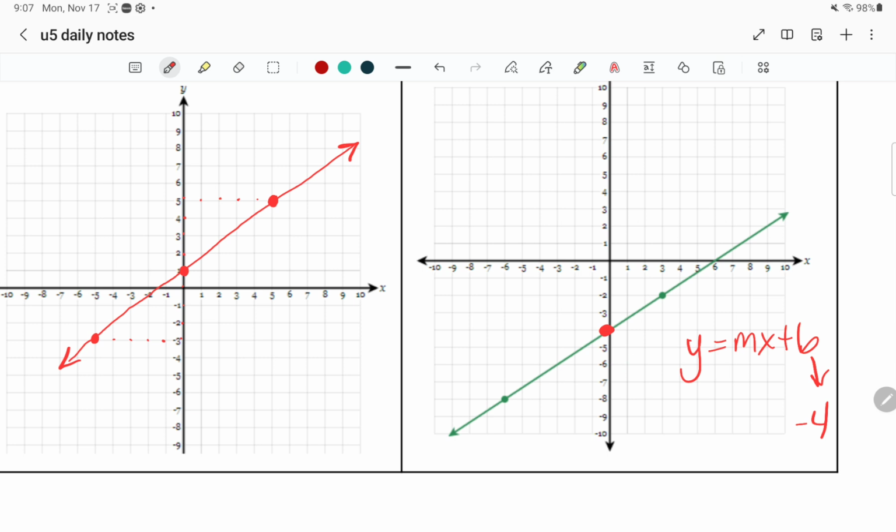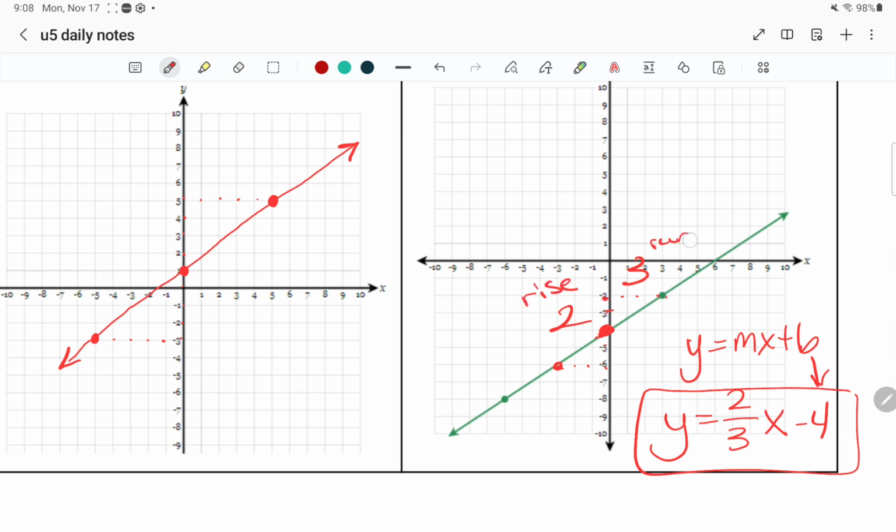And then from there, I'm going to count my slope. So I'm going to go 1, 2, 1, 2, 3. So up 2, right 3. I see that's down 2, so 2/3 is perfect. So I started at my y-intercept and I counted from there up to over 3, my rise and my run. And then I write it as rise over run. So 2/3 x minus 4, because that was my y-intercept.